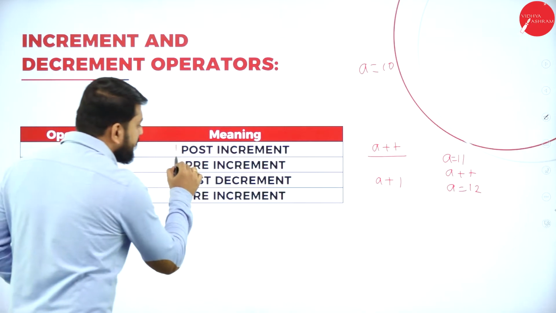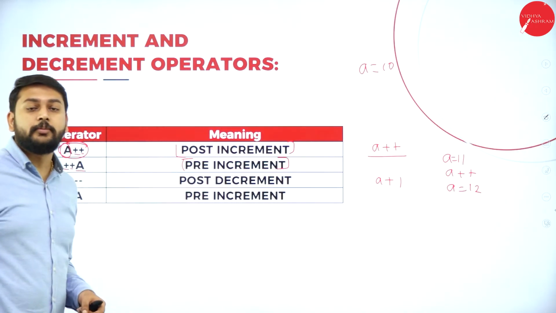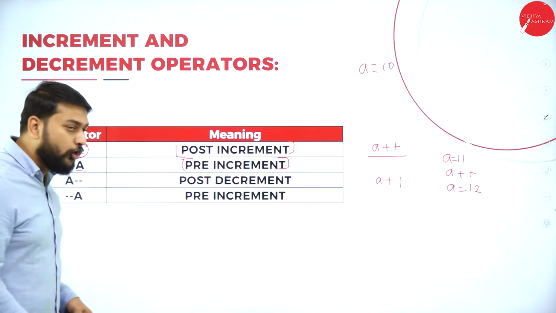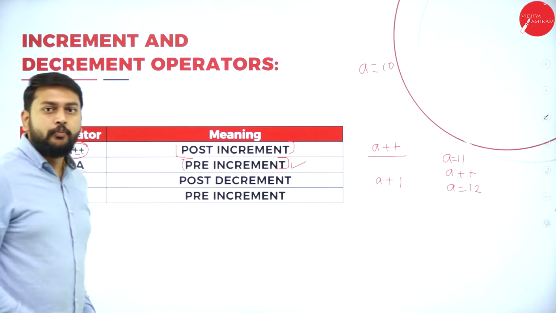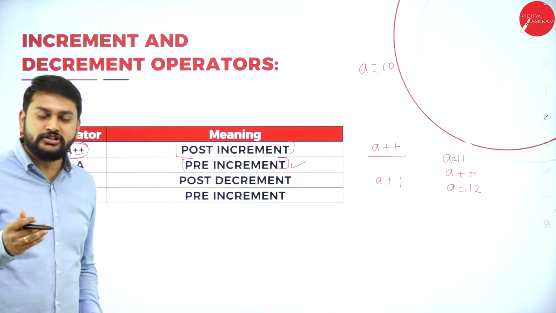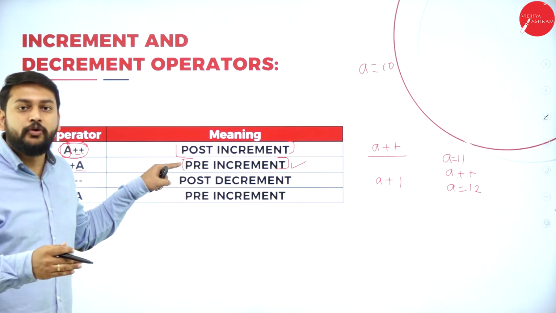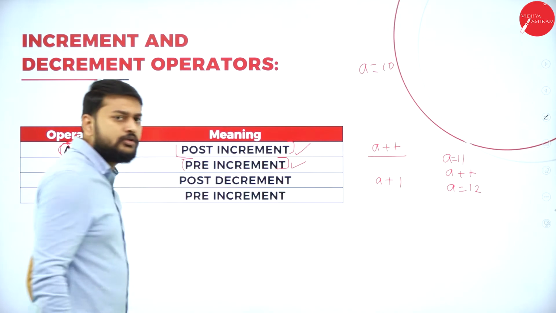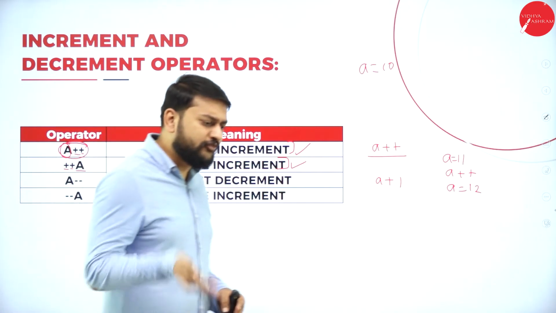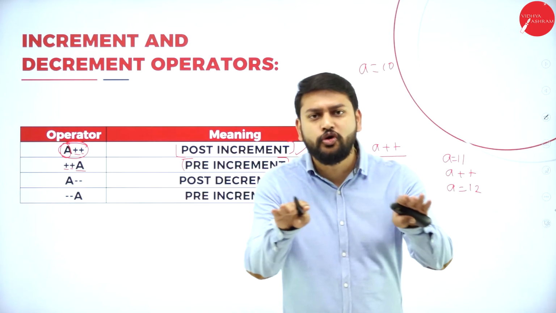I have post-increment and I have pre-increment. What is the meaning of post-increment and pre-increment? Before executing that statement, if you increment, that is pre. After executing that particular statement, I will call it post. So what exactly is before executing the statement and after executing the statement? As of now, you don't worry about it.